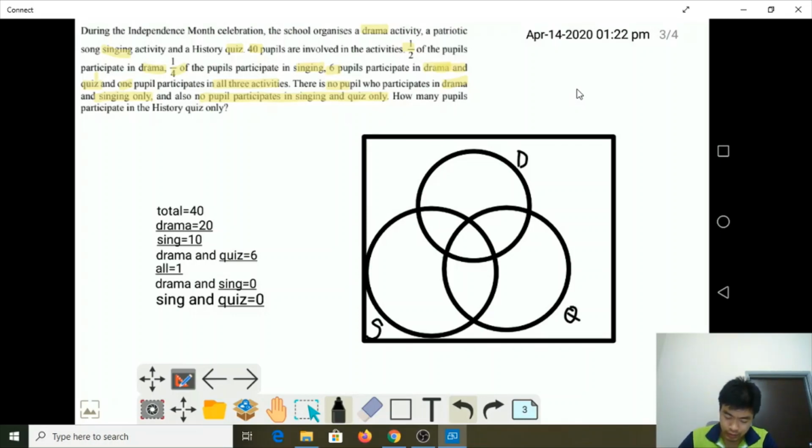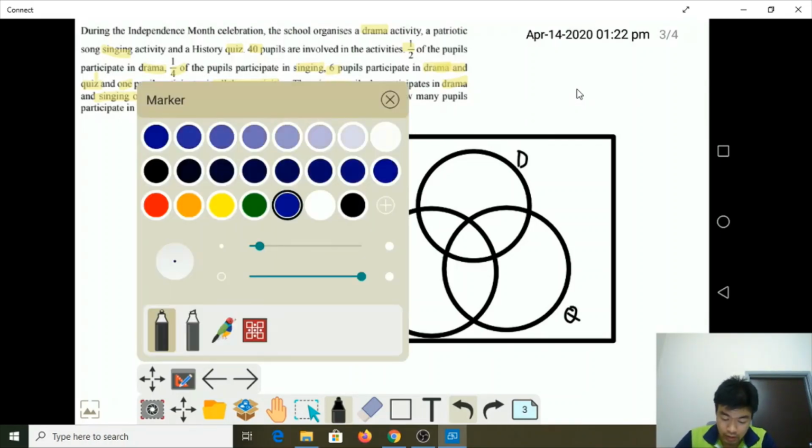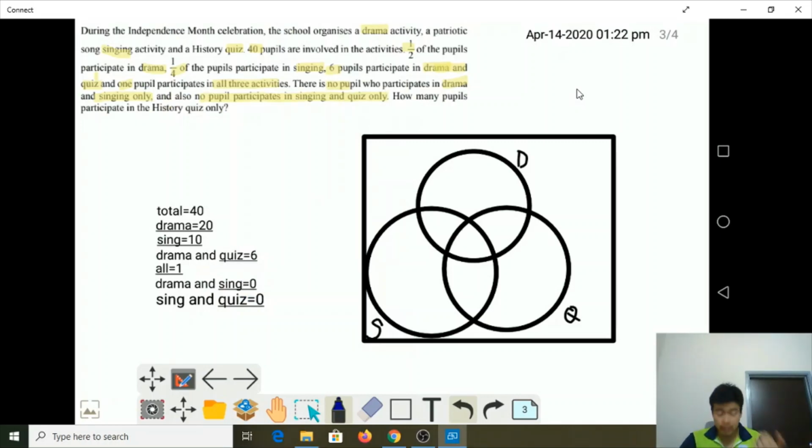All right, so let me fill in the numbers. Let us fill in the numbers together. Again, remember, fill in from inside to outside. So what is the inside? All. So let's fill in the all first. 1 pupil participates in all the 3 activities.